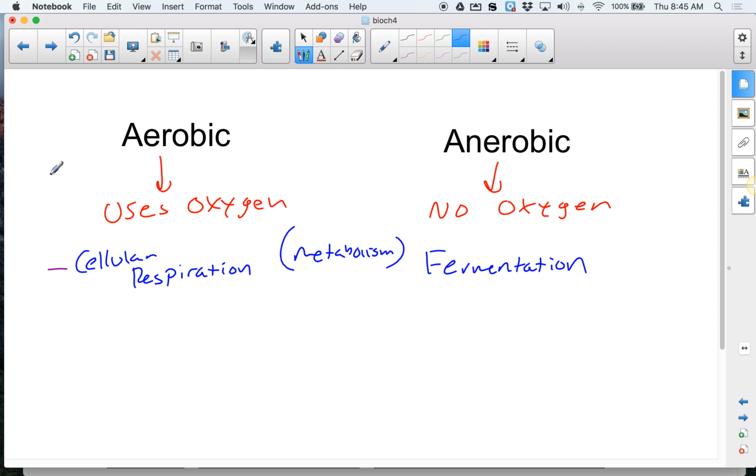Okay, which one of those has to have a mitochondria? Aerobic. So this right here, you need mitochondria. And anaerobic, it all takes place in the cytoplasm. Okay, even our lactic acid fermentation, nothing happens in the mitochondria. The mitochondria are basically locked up when there's no oxygen around.